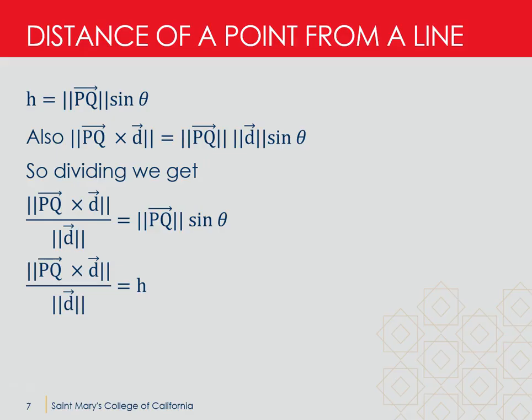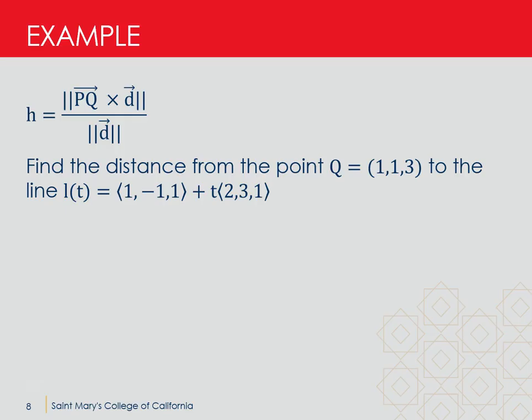Okay, so having said that, let's go ahead and try an example. We have the magnitude of PQ cross D, divided by the magnitude of D. That's the formula we have there. We want to find the distance between the point (1, 1, 3) and the line in space. It's in its vector form, (1, -1, 1) plus t times (2, 3, 1). So we have the point and the direction.